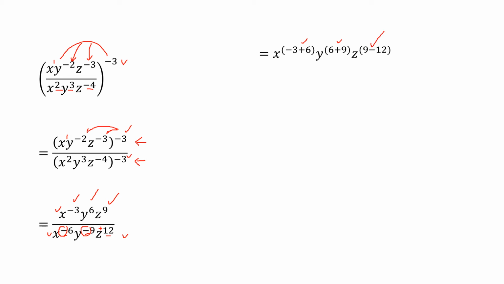So -3 plus 6, 6 plus 9, and 9 minus 12. Note that you are changing the sign. Now we simplify them, so it comes 3, it comes 15, minus 3. This one is a negative exponent, so if you want to bring it down, nobody will object. It comes like this.